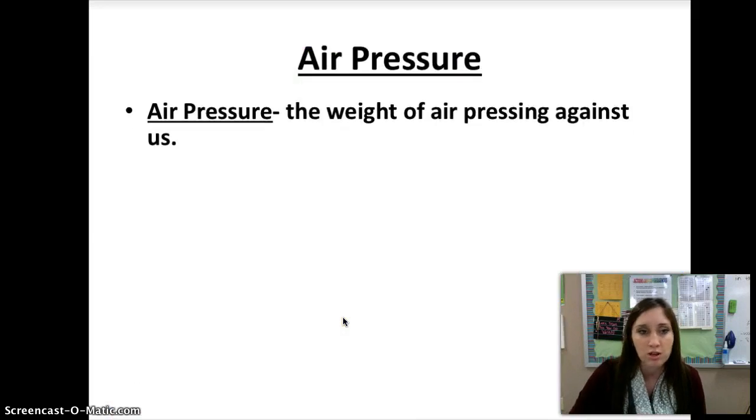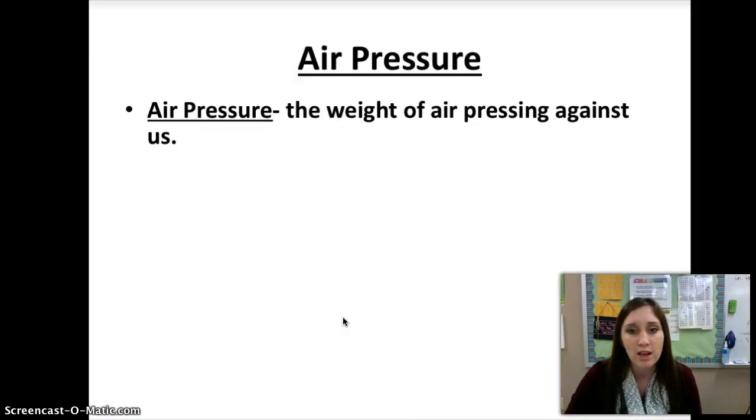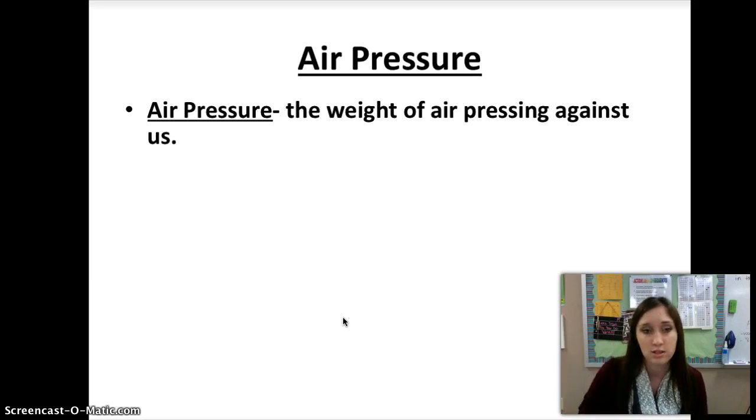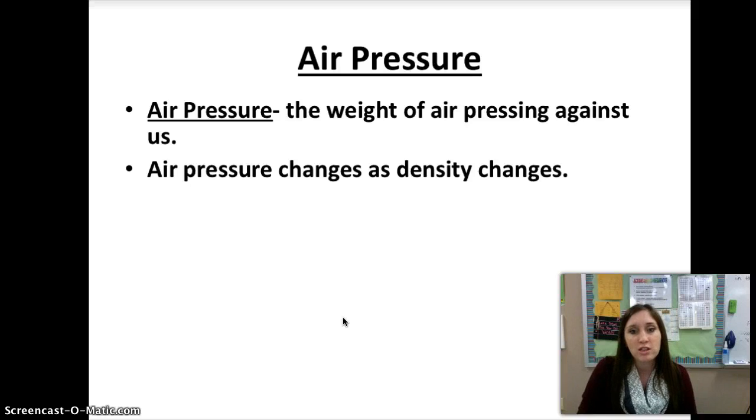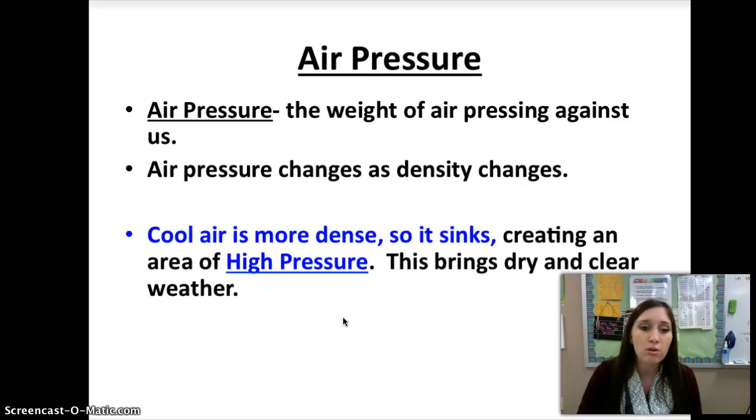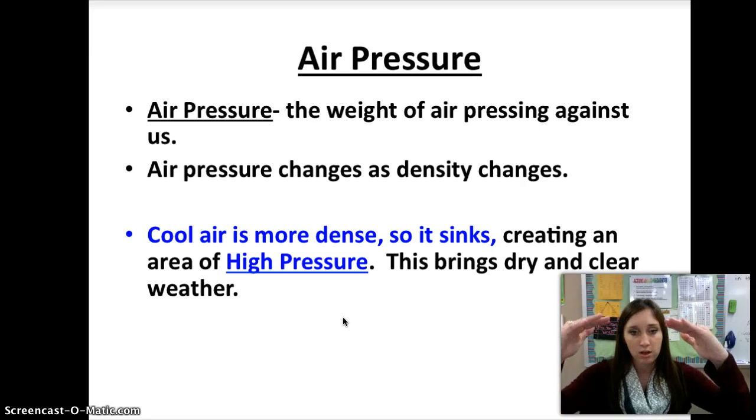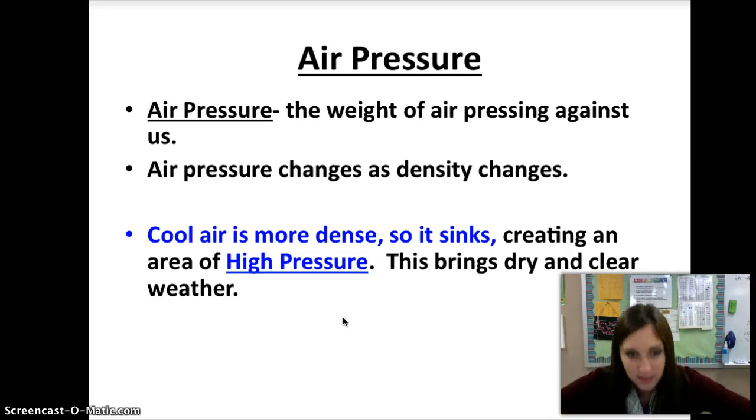All right, air pressure. Air pressure is the weight of air pressing against our surface. Air pressure changes as the density changes. So if our density is changing, therefore our air pressure is going to change. So cooler air, which is going to be more dense, is going to sink, creating an area of high pressure. So if you think about it, the colder air is going to go down, and that's going to press down. That's going to be higher pressure.